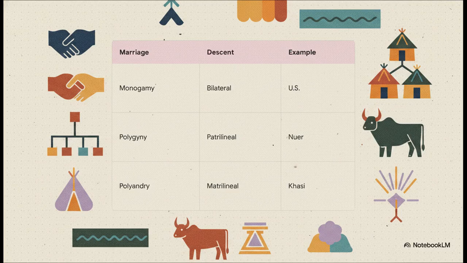Notice the differences here. The contemporary U.S. relies on monogamy and bilateral descent, meaning we trace lineage through both parents. But look at the Nuer of Sudan. They practice polygyny, one man with multiple wives, and they follow patrilineal descent through the father's line. Contrast that with the Khasi of India, who practice polyandry, one woman with multiple husbands, and trace matrilineal descent through the mother. So the crucial takeaway here is that family isn't just biology. It is a culturally engineered tool for survival.